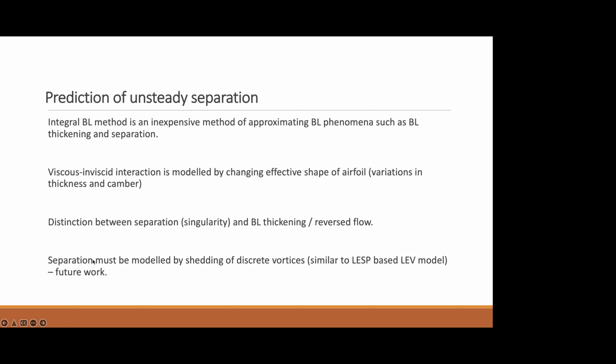The plan is that once we detect flow separation, which we saw in the cylinder case, for example, we must model it by shedding discrete vortices from the separation point, similar to the leading edge vortex modeling that I showed earlier.